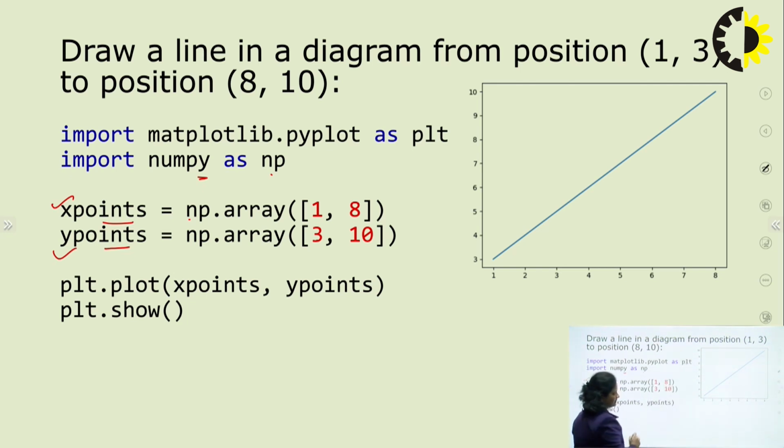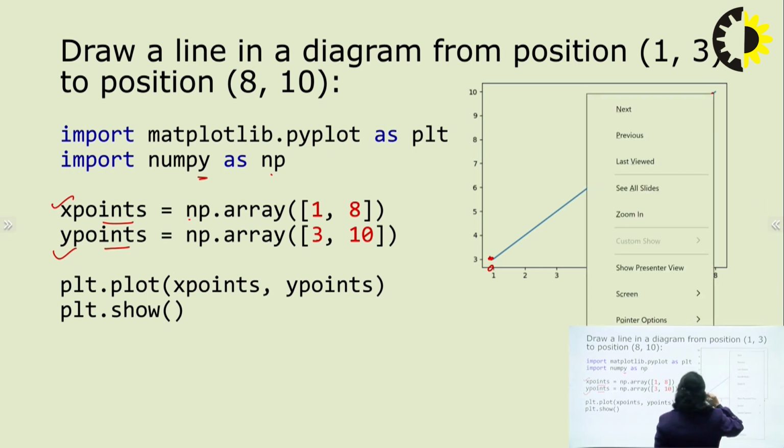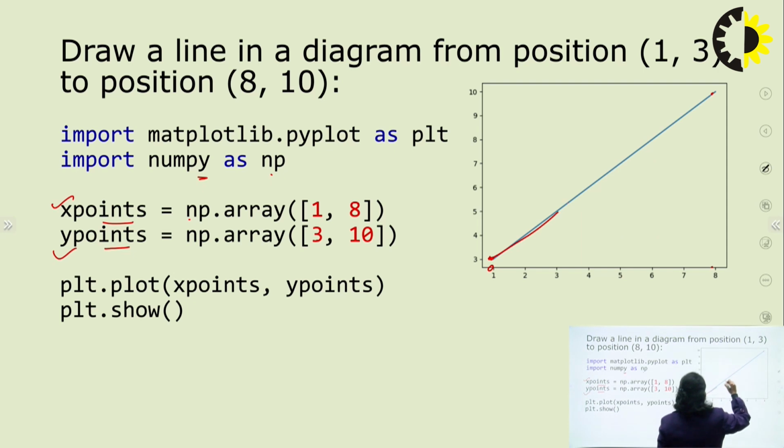which are going to be included in the y-axis. Okay, so in the x-axis, there are various numbers 1, 2, 3, 4, 5, 6, 7, 8, and on the y-axis 3, 4, 5, 6, 7, 8, 9, 10. We have to draw a diagram from position 1 to 3. 1 to 3, here is 1, here is 3. So the first point is here, and another 8 to 10. Another point is 8 to 10. Then another marker is here. So we have to draw a line. So the line is like this.